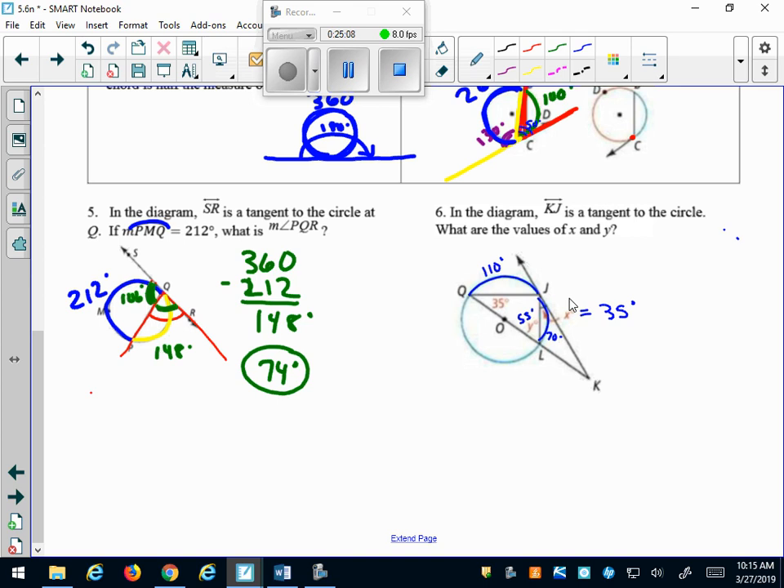This one is 35 degrees, so the intercepted arc is double that, which is 70. And since this is a diameter, the other arc here is 110. So y is going to be half of 110, or 55. Okay.